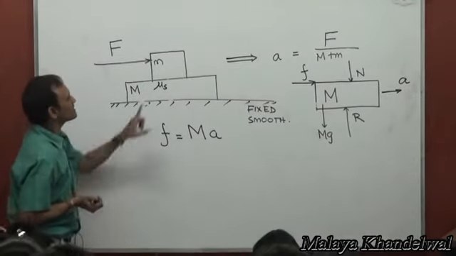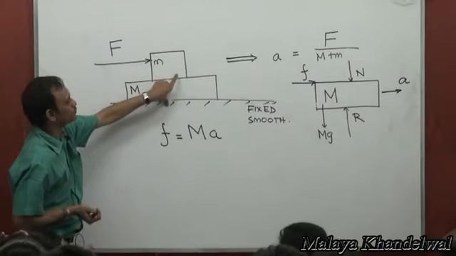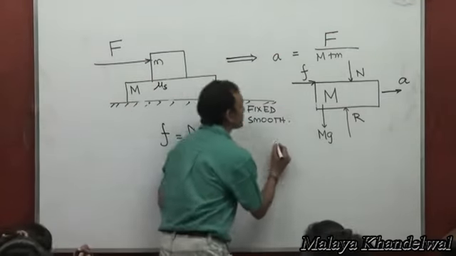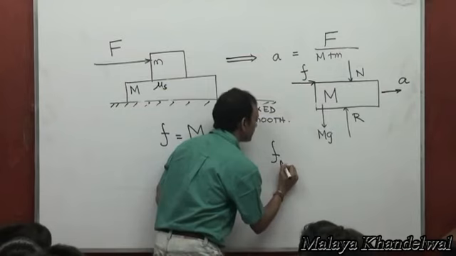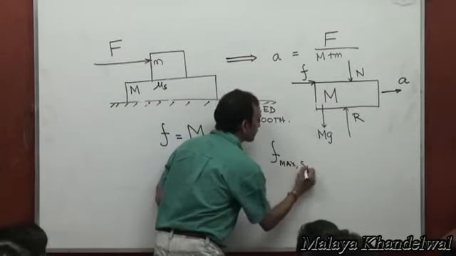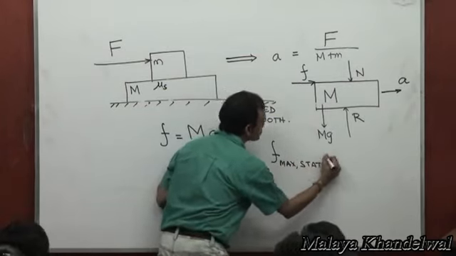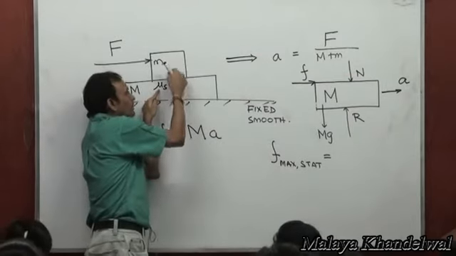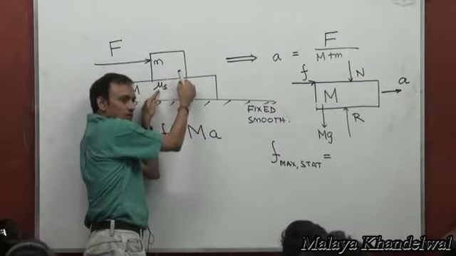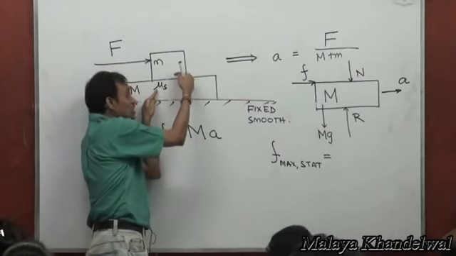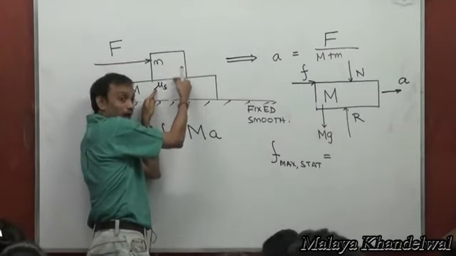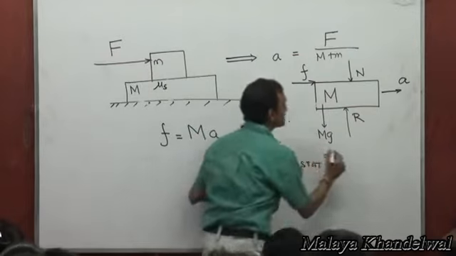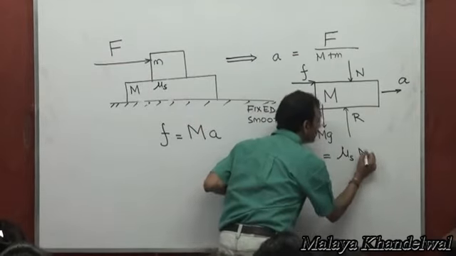Now, what's the maximum static friction between the two? Maximum static friction between small m and capital M, computed again independently, is going to be mu s into normal reaction between this pair of surfaces, mu s into N. N is the normal reaction between small m and capital M. So mu s into N.